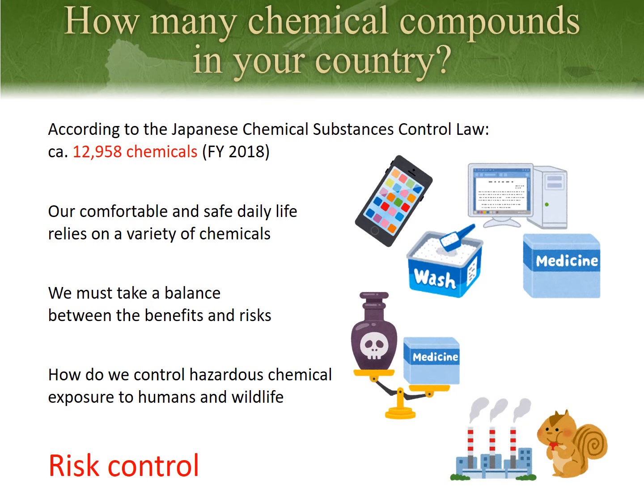The problem is, some of them or many of them are toxic against human or wildlife. Important thing is that we must take a balance between the benefits and risks of chemical usage. To take a balance, we must control their exposure to human and wildlife. Once you fail to control them, some adverse effects will appear sooner or later. But how? The answer is risk control.